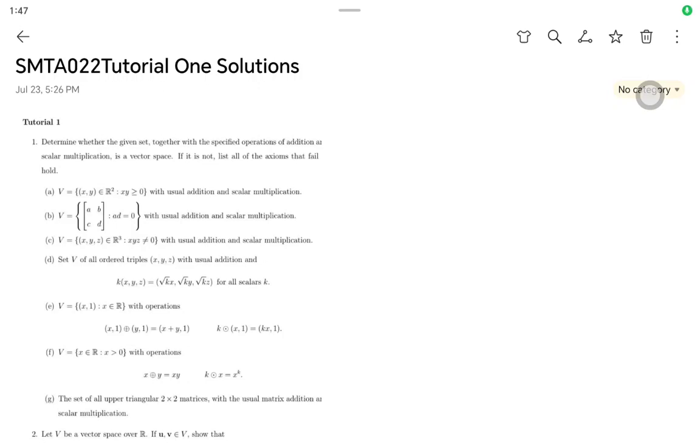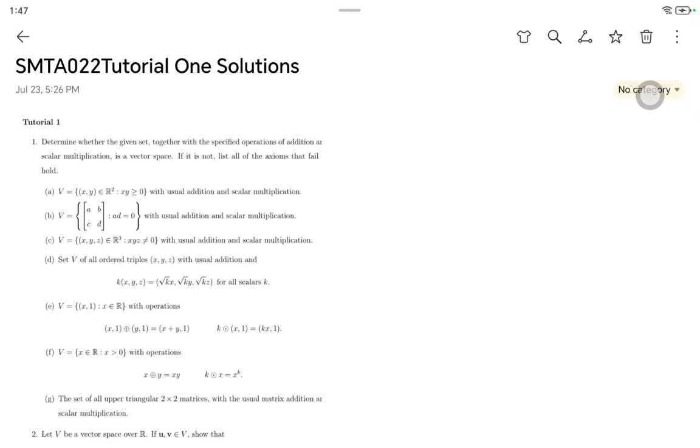Okay, so remember last time we did A and B, where we were told to determine whether the given set, together with the specified operations of addition and scalar multiplication, is a vector space, and if it is not, we should list all the axioms that fail to hold. So today we're going to be doing C.